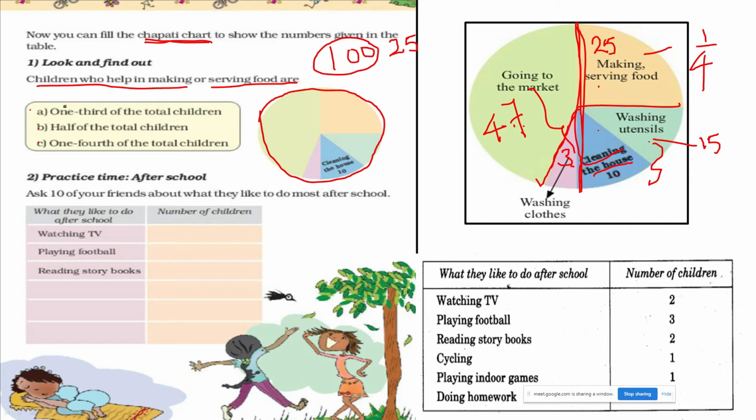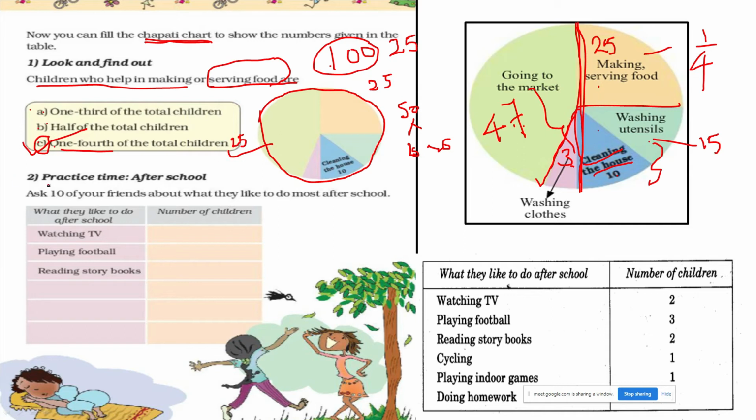Can you tell me? Helping, serving food. How many children are helping in making and serving food? 25. 25 means 1/4 of the children. Very good. 25 is correct. 25 out of 100 is 1/4. 100 divided by 2, what will come? 50. Half is 50. Half again you divide: 25, 25. So 25 children, 25 is nothing but 1/4. So A, B, C, 3 options are given. So C is the correct answer.